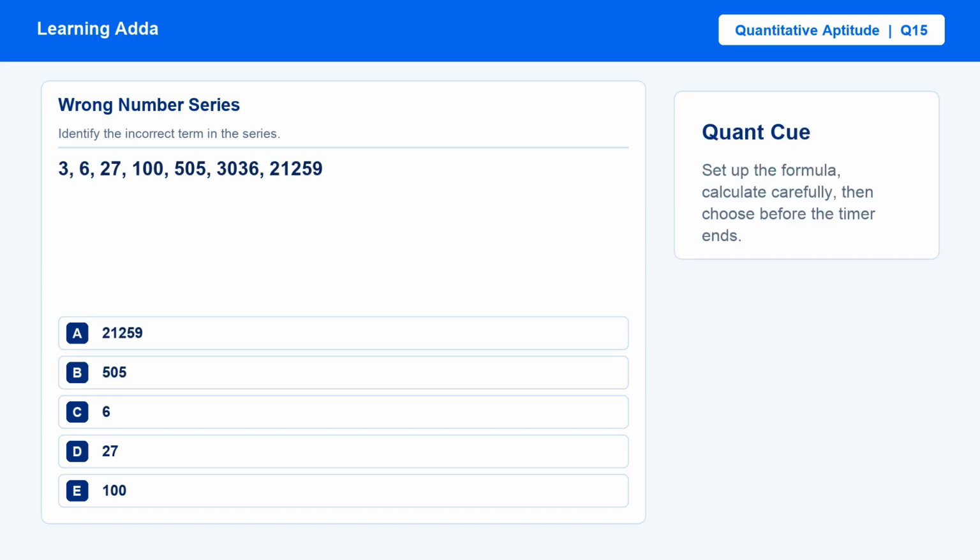Question 15. 3, 6, 27, 100, 505, 3036, 21259. Option A, 21259. Option B, 505. Option C, 6. Option D, 27. Option E, 100. The timer starts now.